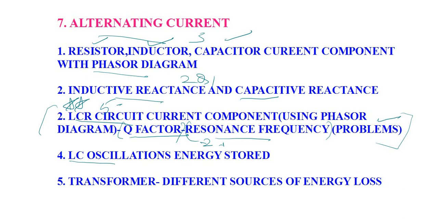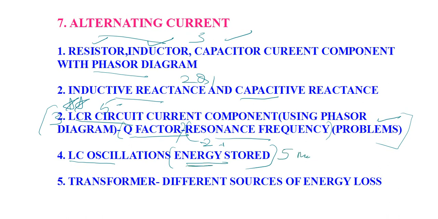This is actually 3 marks. For LC oscillation, you have to read what is meant by LC oscillation. It resembles the oscillation described by the simple harmonic motion equation. But you need to read more on the energy stored in the LC oscillation, because it depends on the capacitor, and you have to derive that. So this is very important, and I expect a 5 marks question from this.